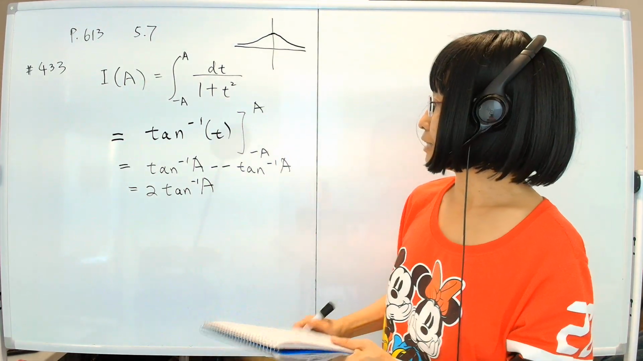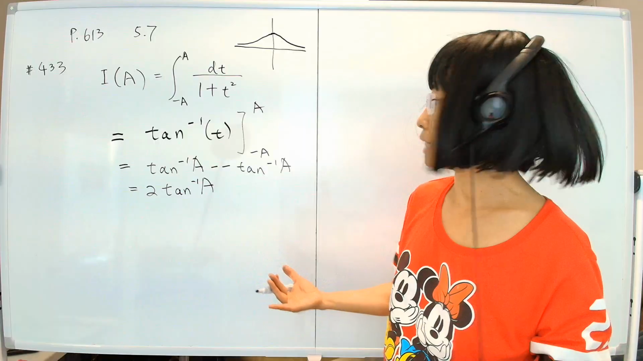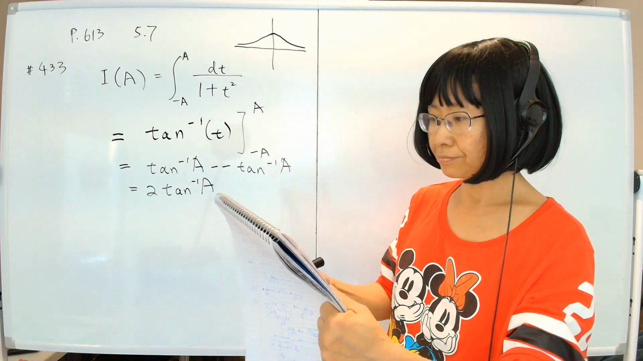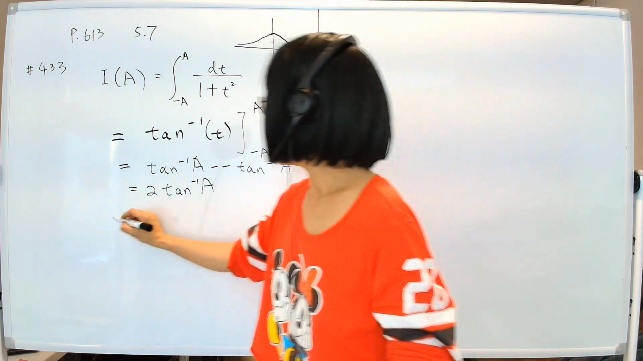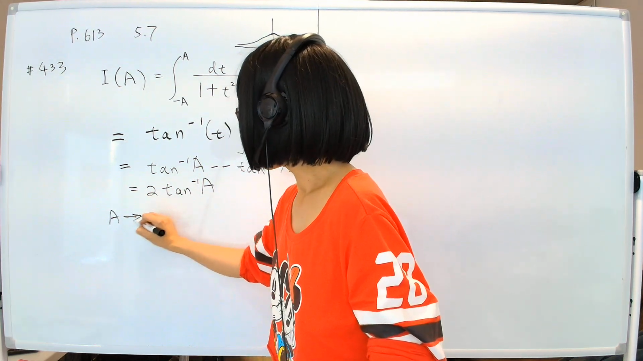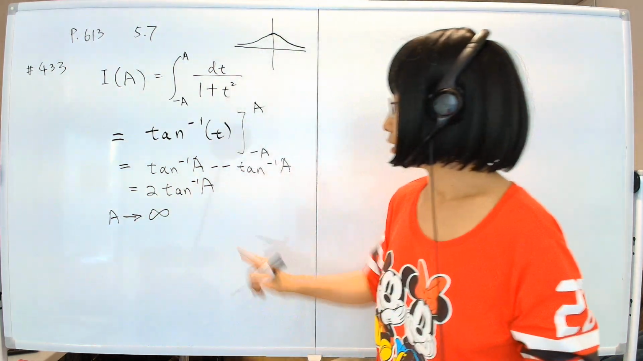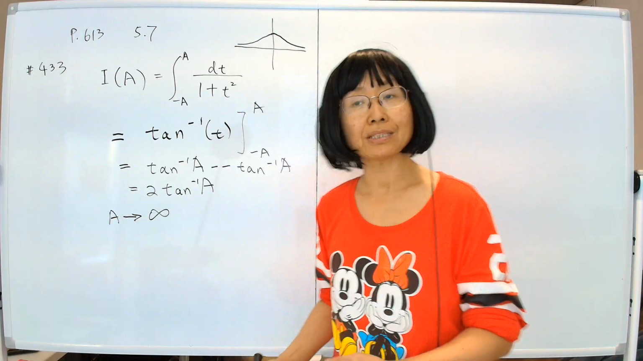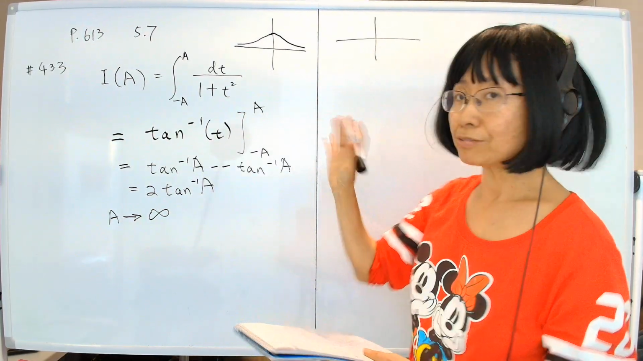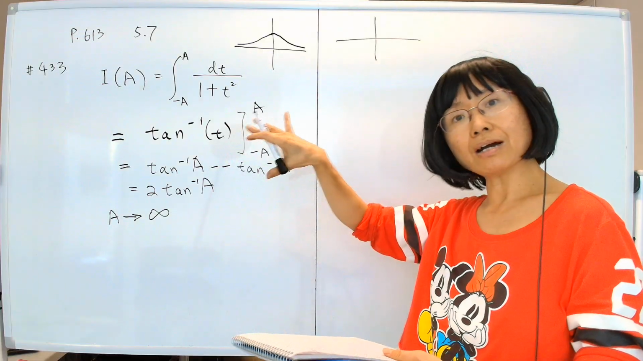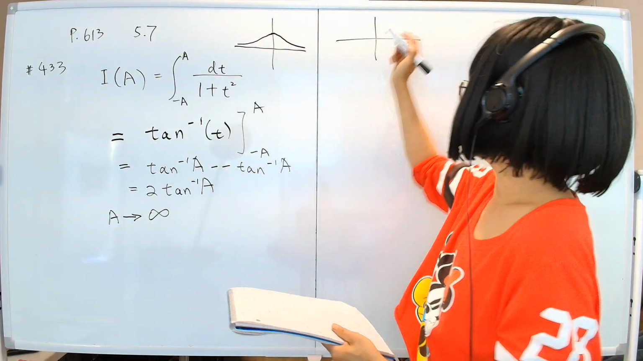Now that's our answer, being that we don't know what a is. Now the question is, what happens as a goes to infinity? As a goes to infinity, what does tangent inverse go to? For that you have to remember, what does the tangent inverse graph look like? The tangent inverse graph is the regular tangent graph reflected across the y equal to x line.